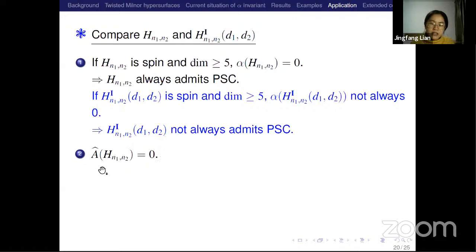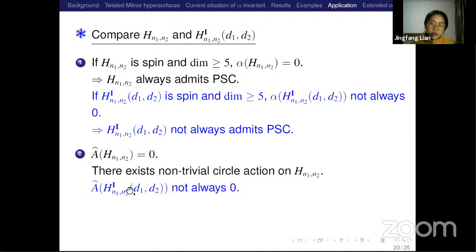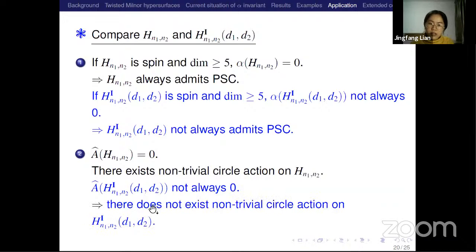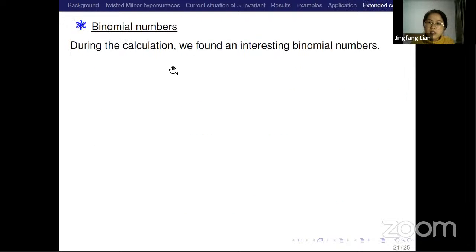And there's a property of the Milnor hypersurface. There always exists a non-trivial circle action on the Milnor hypersurface. But for the twisted one, it is not always zero, since we give a lot of examples. And therefore, there does not exist a non-trivial circle action on these examples.